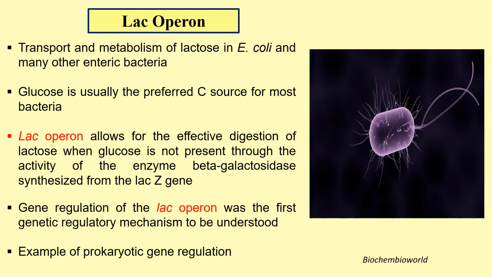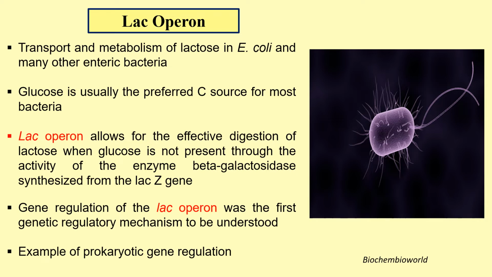The principal energy source for the bacteria is usually glucose, but when the environment in which E. coli is growing, or in the lab, if you give lactose in the medium instead of glucose, it starts metabolizing lactose for its energy. The lac operon allows for the effective digestion of lactose when glucose is not present, through the activity of the enzyme beta-galactosidase synthesized from the lacZ gene. This will be clear in the next slide.